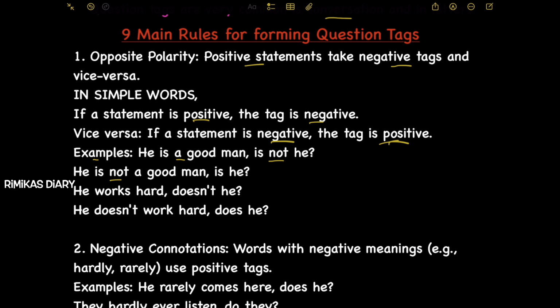He works hard, doesn't he? Here, he works hard is positive, so you have to add a negative tag. He doesn't work hard, does he? This is a negative statement, so you should add a positive tag.